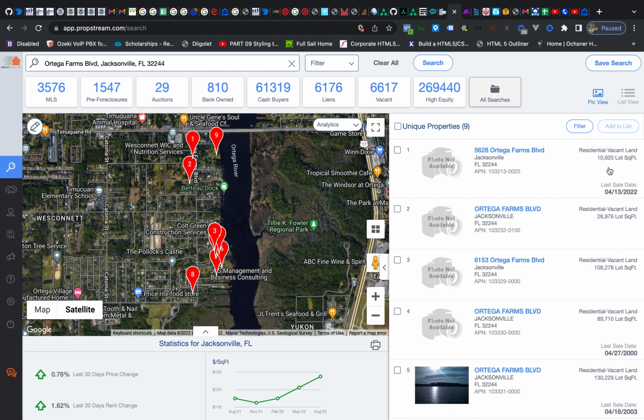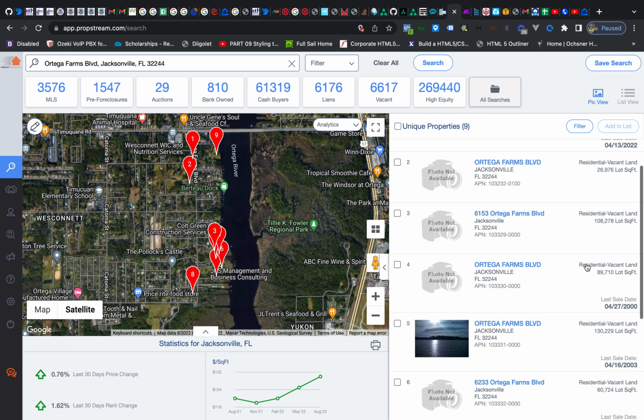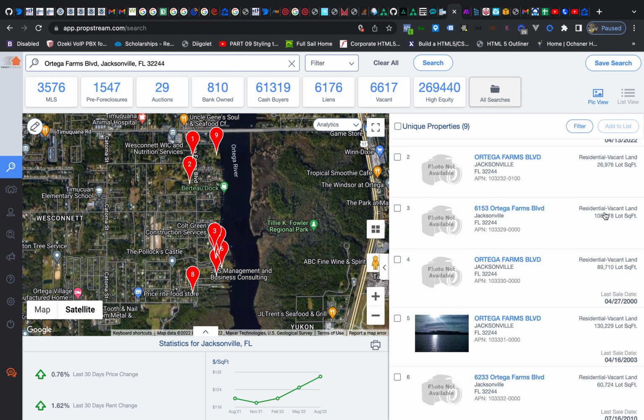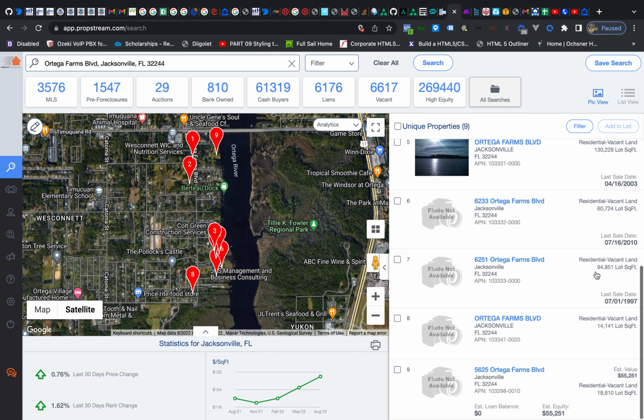This one's 10,000 square foot lot. That's a 26,000 square foot. It's a 800,000 square foot. This is close to 2 acres. So let's take a look at this one. I believe this is by the water. Let's look at this one. All right, there's quite a few available.